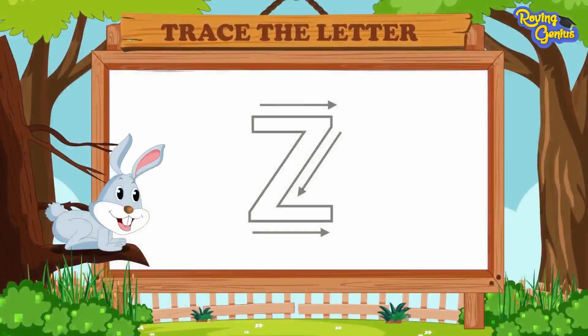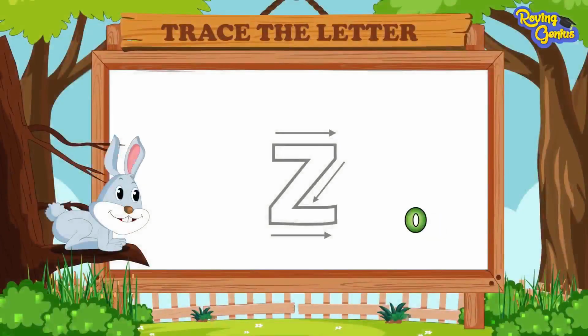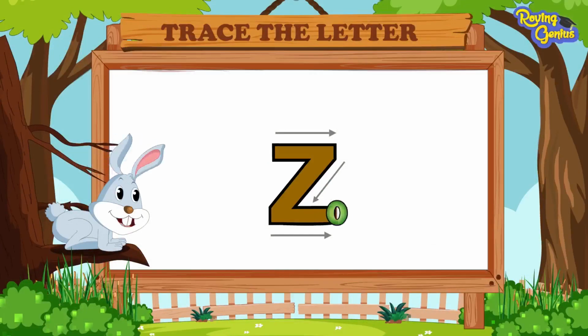Let's learn how to trace Z with these fun rhymes. Zigzag, big Z is easy, you see. Just a zig, a zag, 1, 2, 3. One line straight, one slant, and again a straight. Little Z comes in the alphabet series very late.